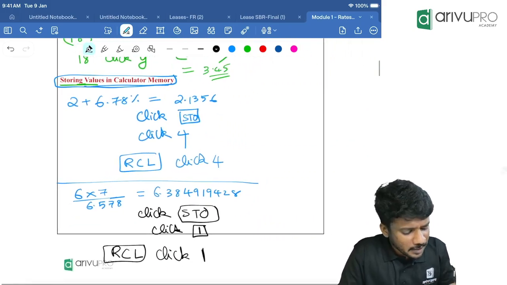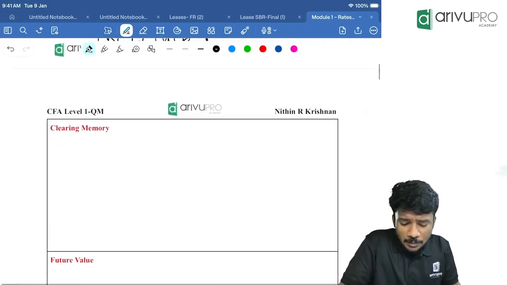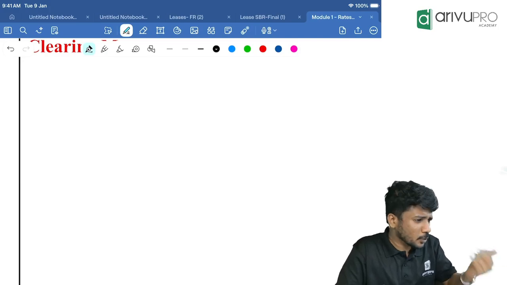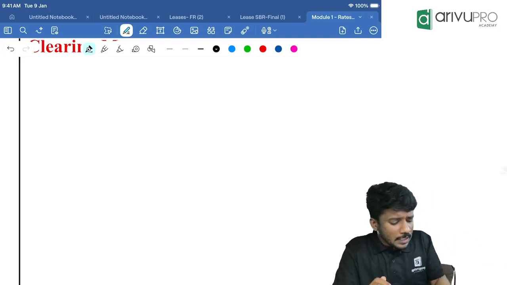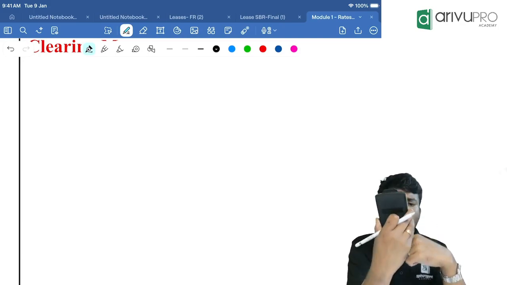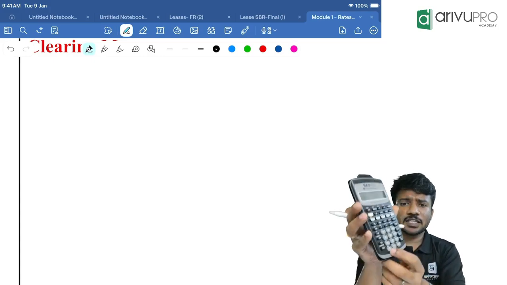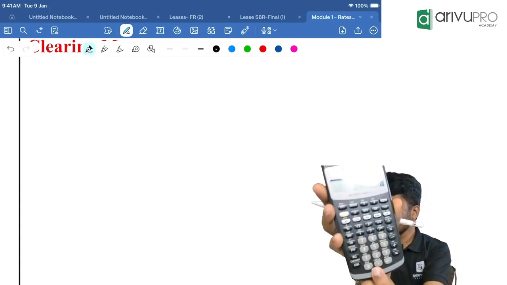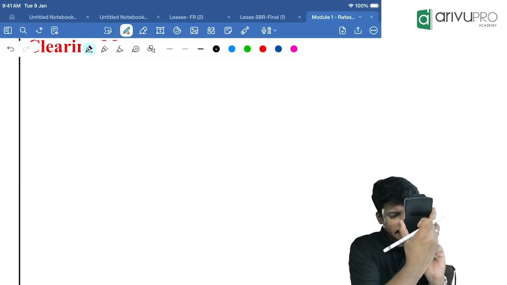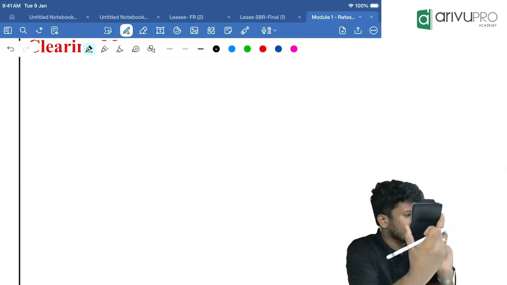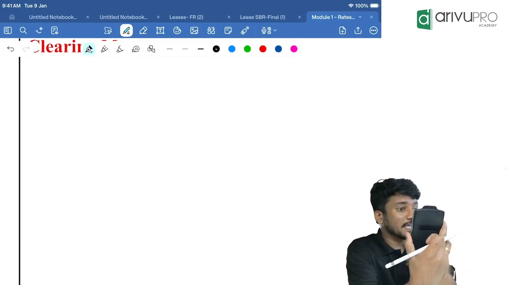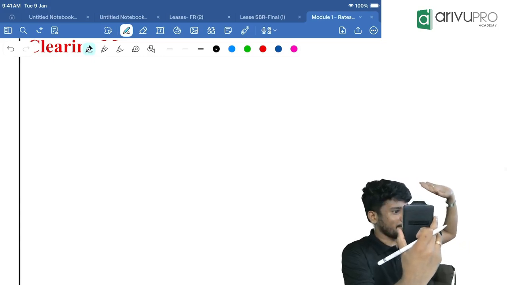Now there is something else we can do before clearing the memory. It's not very important, but you can do it in a similar way. Before that, there is something called the memory button. Have you seen the 0 over here? There is a 0 over here, and on top of that there are letters called MEM. MEM just means memory. So we can see what all we have saved in our memory.